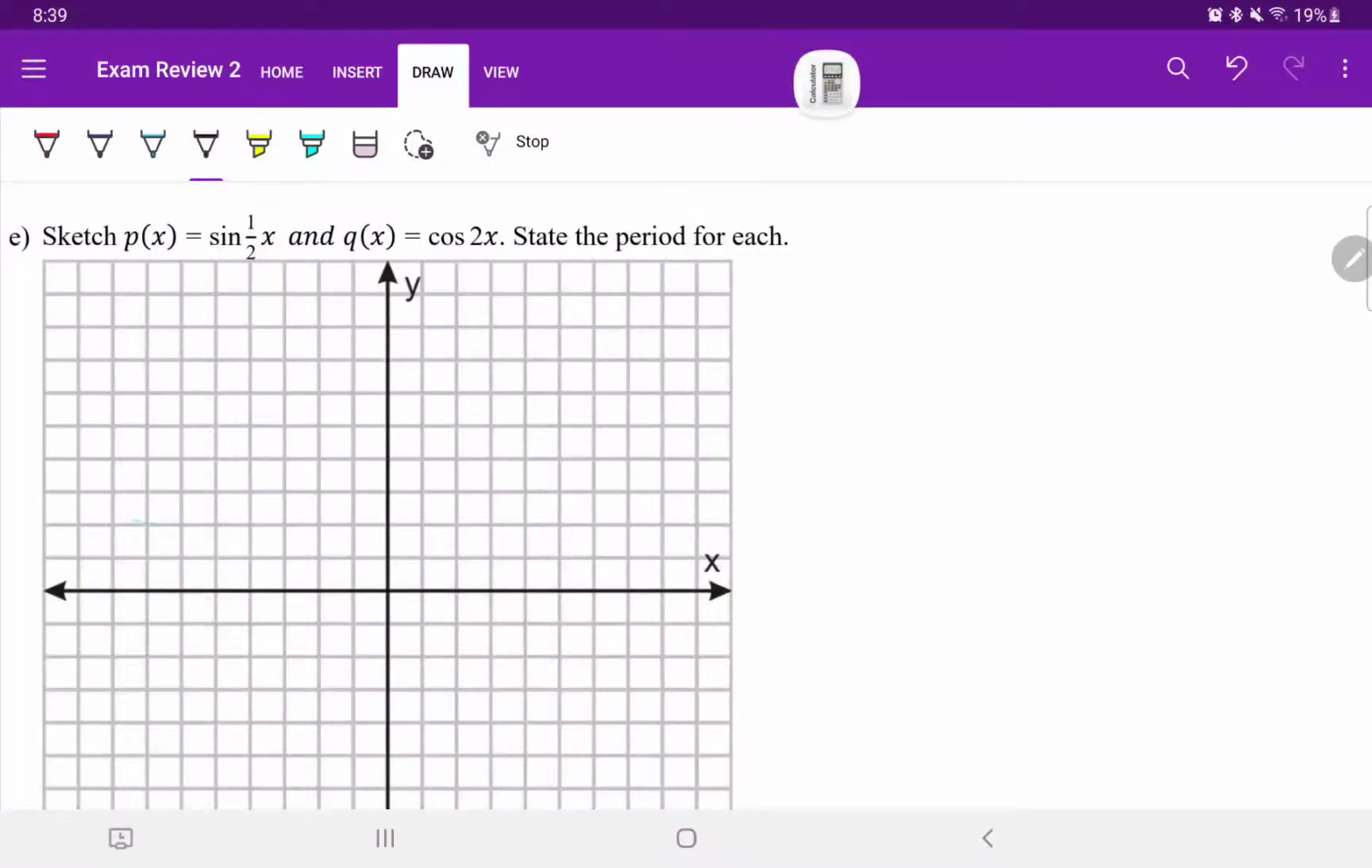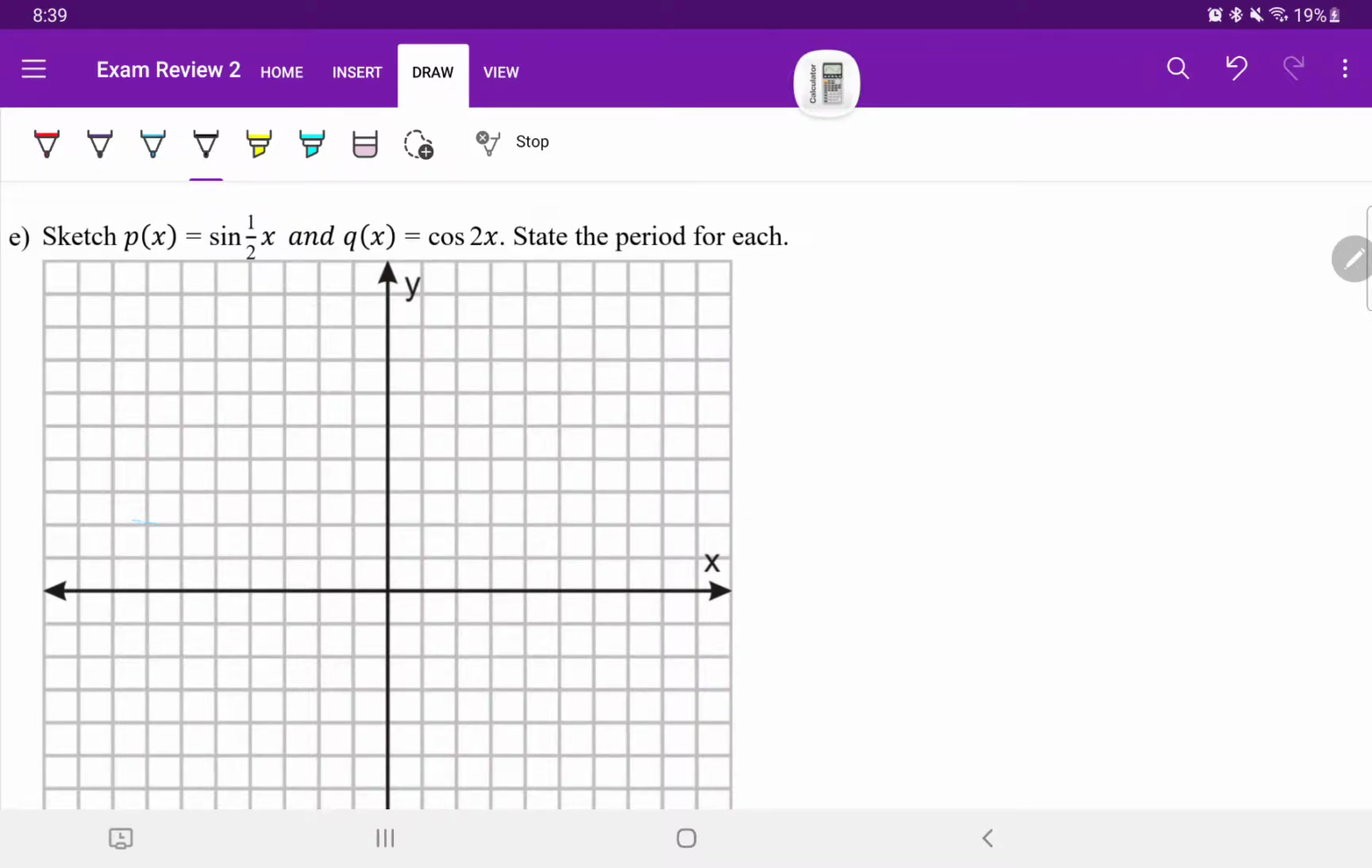In this video, we're going to sketch E and F. It says here, sketch P of x, which equals sine 1/2 x, and Q of x, which equals cosine of 2x. State the period for each, and we will.